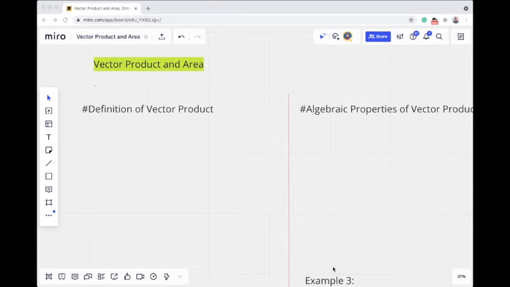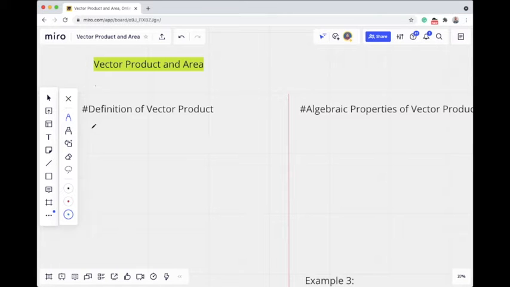Okay, now we will discuss vector product and area. First, the definition of vector product. Vector product is different from dot product because the result of vector product is a vector.